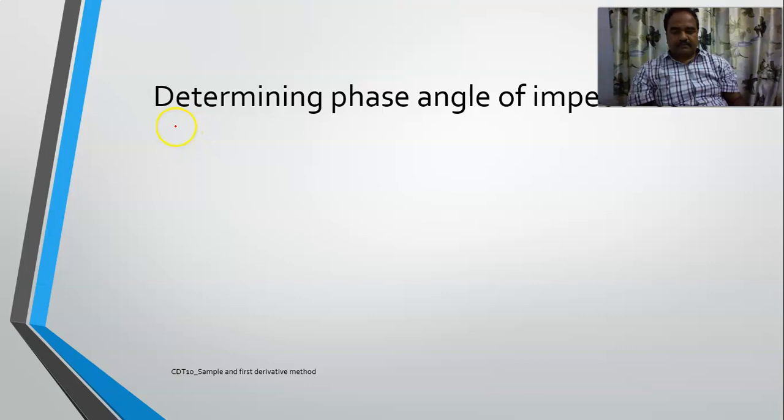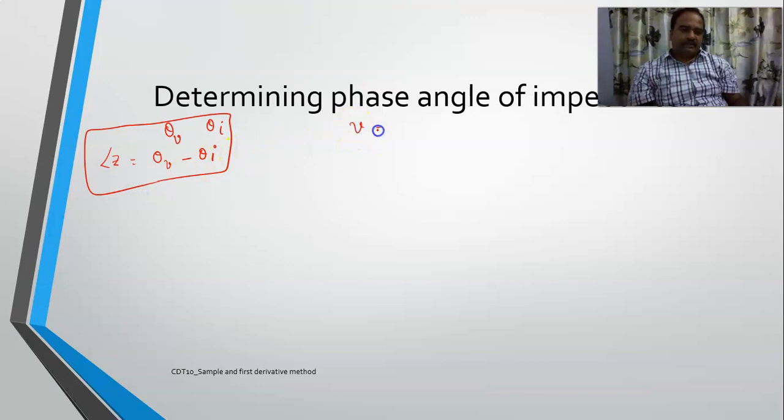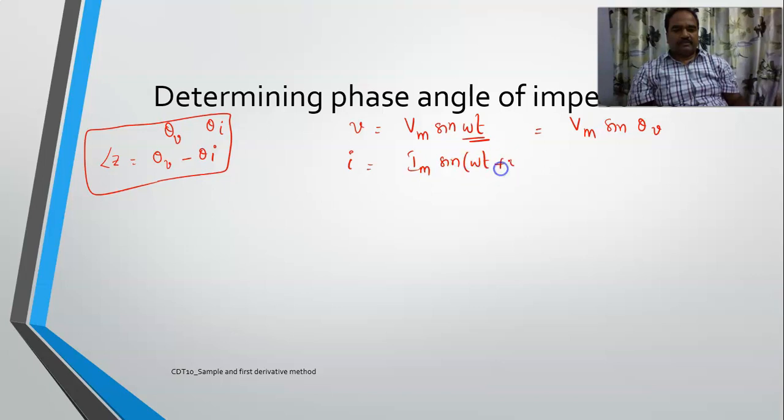Now I'll take the phase angle of the voltage as theta V and the phase angle of the current signal as theta I. So the phase angle of the impedance is generally given by theta V minus theta I. Right? We already have seen V is equal to Vm sine omega t. So omega t will become theta V. So I'll write it as Vm sine theta V. And for the current, we have already seen that it is Im sine (omega t plus phi). This I am writing as Im sine theta I.